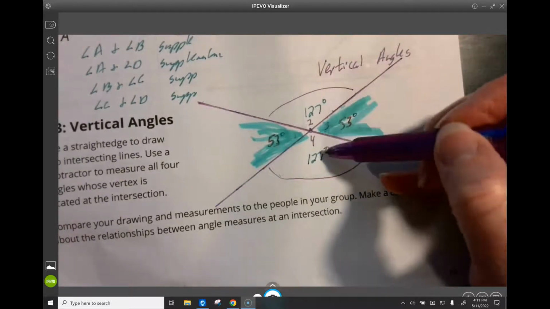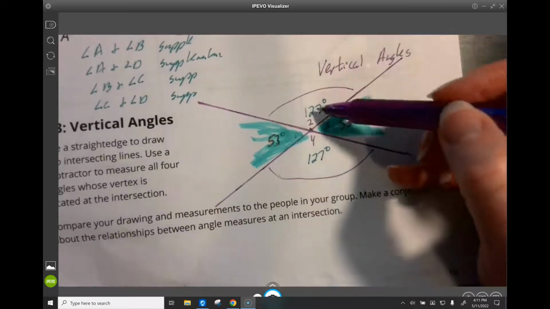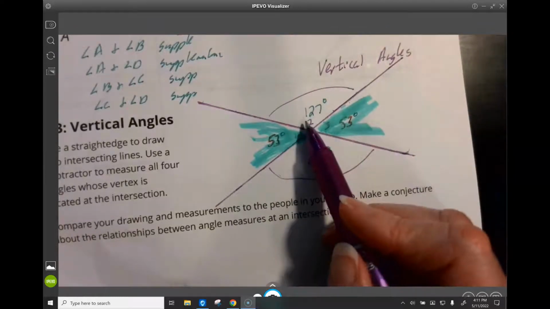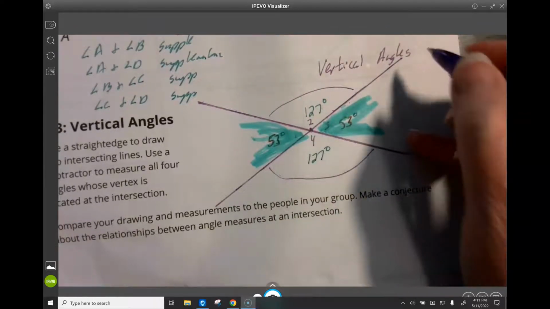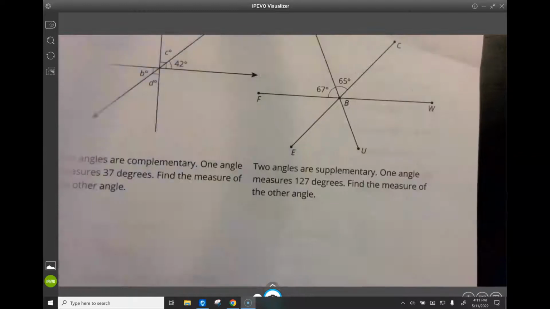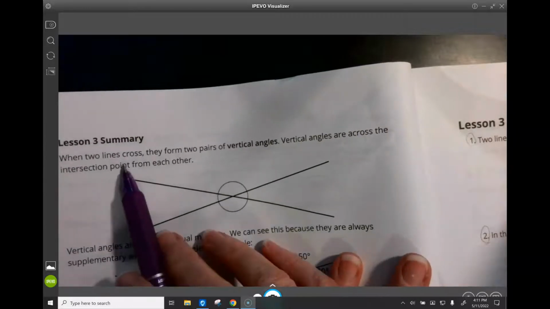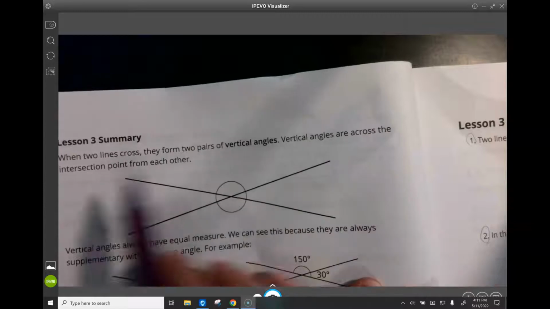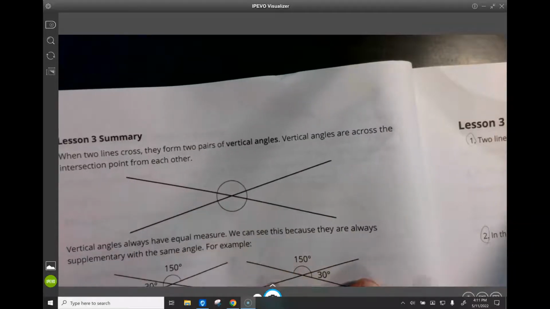So here's 127 and 127. And notice these are the same measure. Those are vertical angles, okay? So we have learned that vertical angles, well, there's a definition. Turn 2 pages. Go to page 22 with me. And it says, when two lines cross, they form two pairs of vertical angles. Vertical angles are across the intersection point from each other.